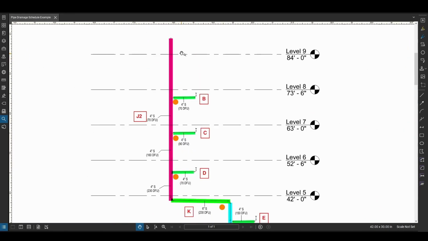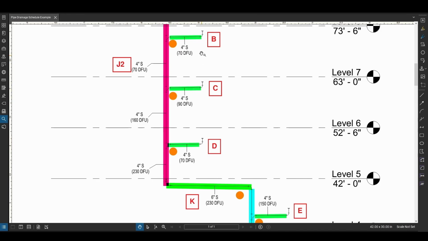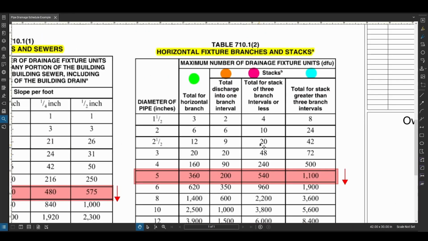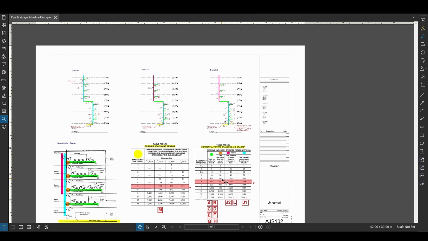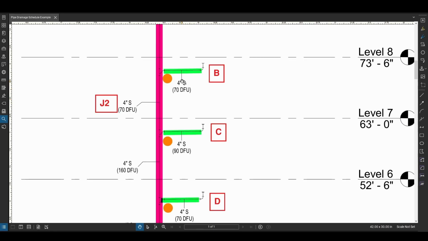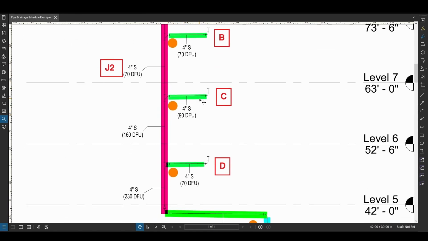Now let's go with our vertical. In this case, we have 1, 2, 3 branch intervals. And that's why we come here into the column that says total for stack of 3 branch intervals or less. So we're 3 branch intervals, so we know that we're okay with a 4-inch all the way to 240, right? As long as the total discharge into the branch is compliant. So remember this number here, 90, right? So this one here has 70, so we're okay with a 4-inch, right? This one here is 90, so we're right there with a 4-inch.